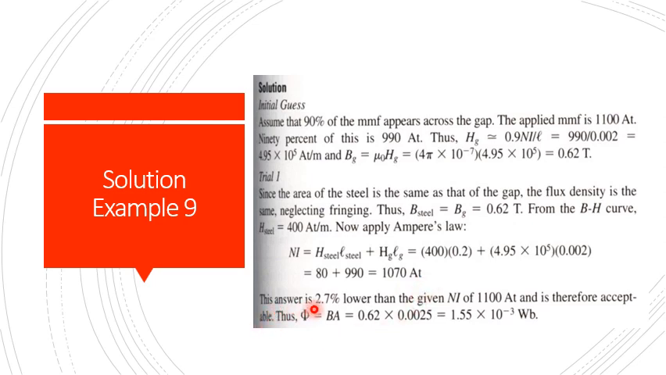Okay, this answer we show here is 2.7% lower than the given Ni of the question, which is 1100. But we just guessed that the MMF across the gap is 90% of the MMF. This is acceptable because the error is just 2.7%.